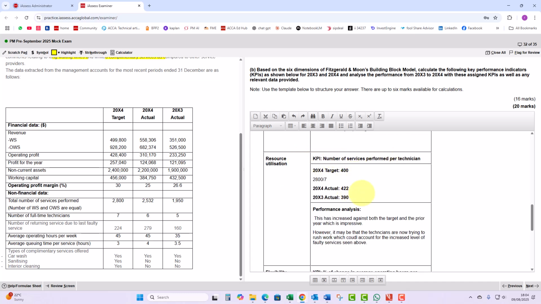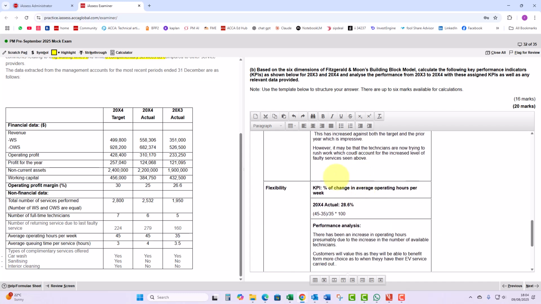Again, with the number of services performed, it's a lot higher. It's definitely important to understand why that is. Is it because we've got more trained, more effective technicians, in which case that's great? Or is it because we're pushing too hard? And again, we could compare to other parties and see what they're doing.